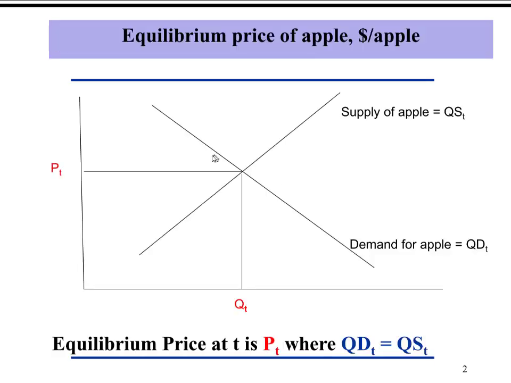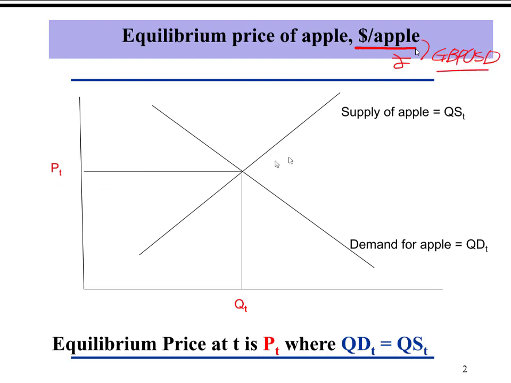Let's talk about the equilibrium price of the commodity apple here, and I'm going to use dollar per apple notation. In the next slide, I'm going to replace apple with British pound, GBP. So this is GBP USD. Pound is in the denominator. Dollar is in the numerator, right?